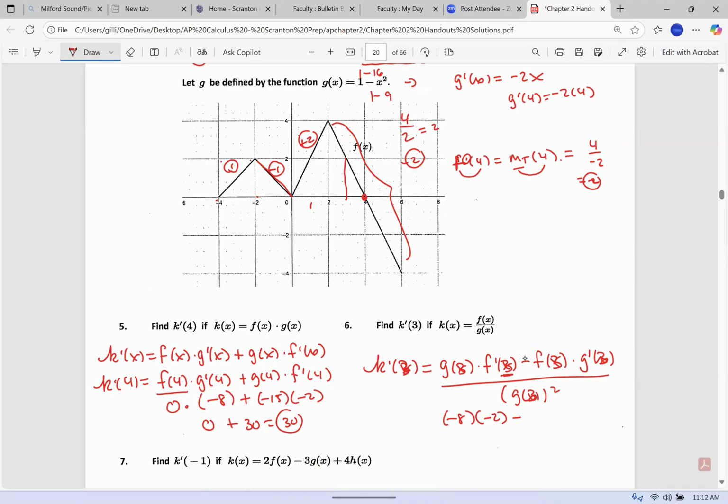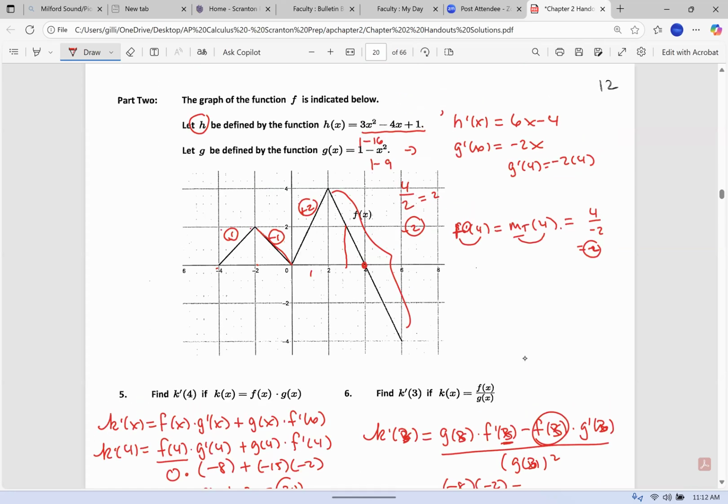Now this part is f at 3, and this gets a little trickier, and this is very common on the exam. F at 3 is some y value off this line. I don't know what it is exactly, and you can't say, well, it looks to be maybe 2. You can never say that the value from a graph looks to be. You have to find the equation of the line. So I know that this line has a slope of negative 2.